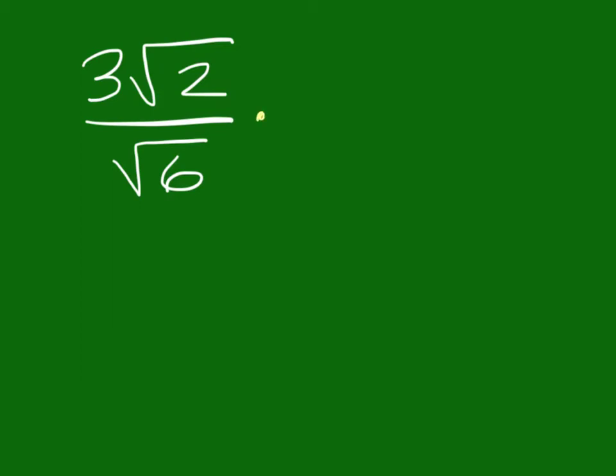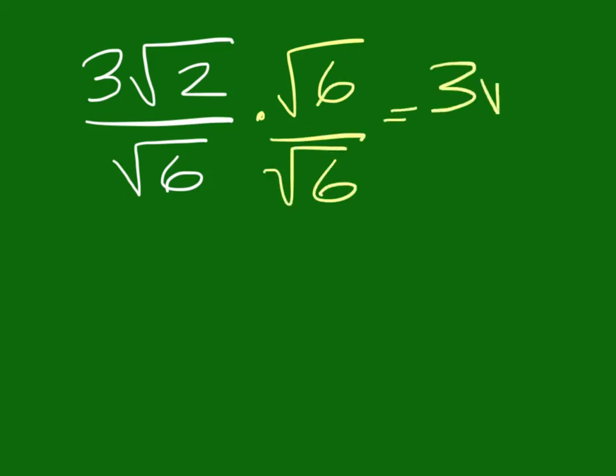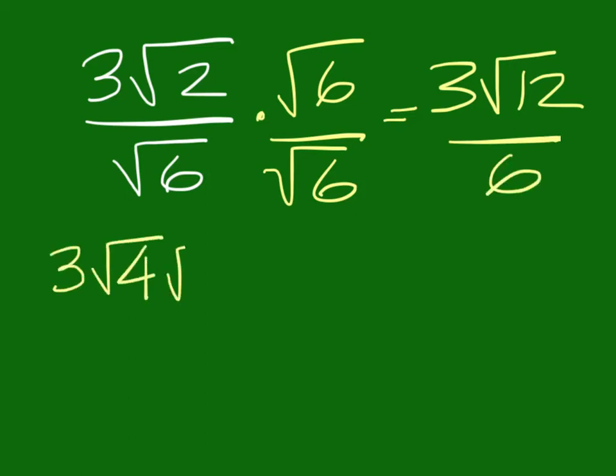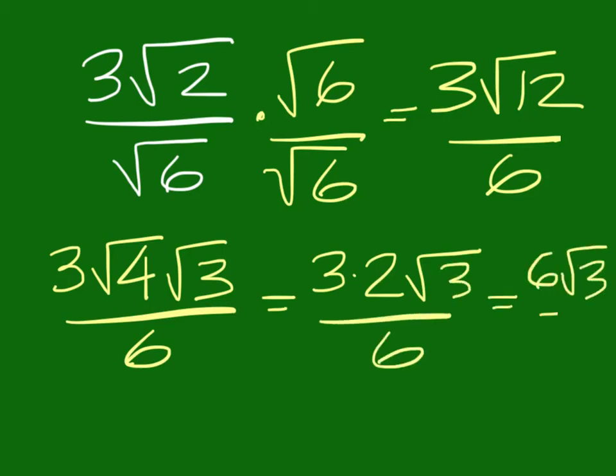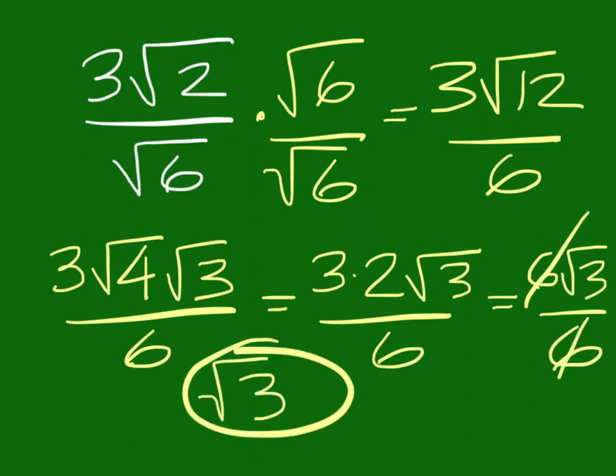Multiply the top and the bottom by the square root of 6 to get 3 square root of 12 over 6. Break up the 12 as 4 and 3. And that'll give you 3 times 2 in that spot, which becomes 6 square root of 3 over 6. The 6 is canceled, so it's just square root of 3.